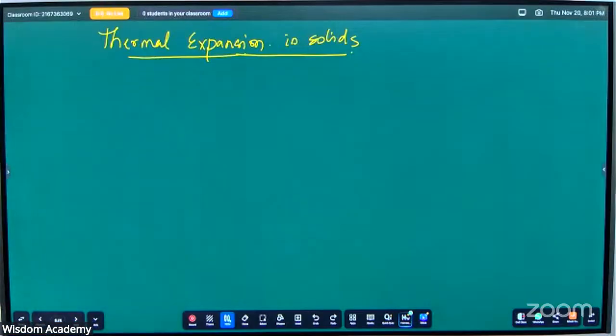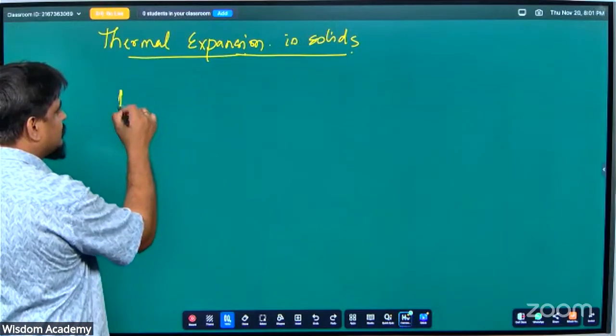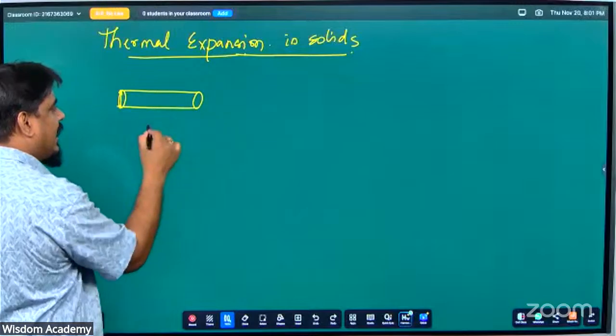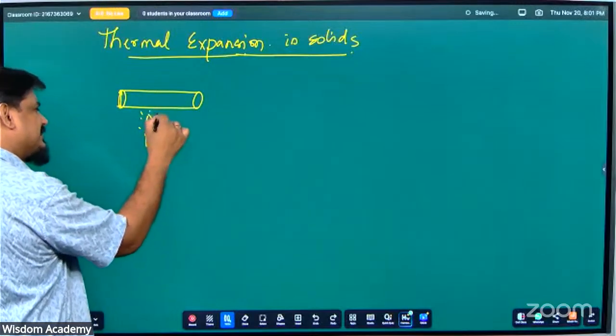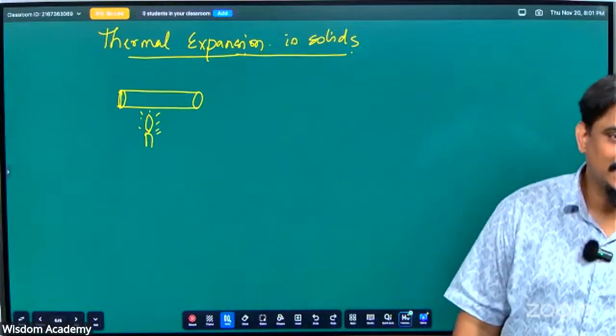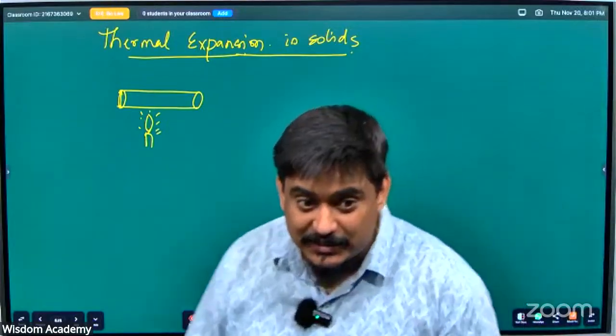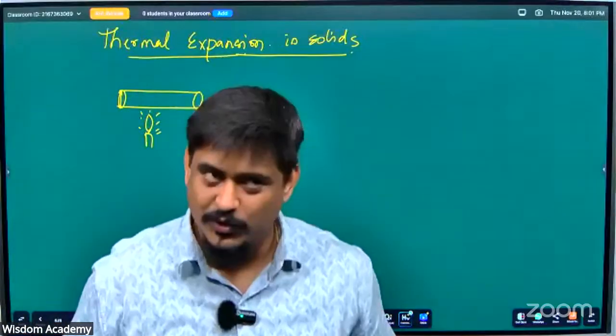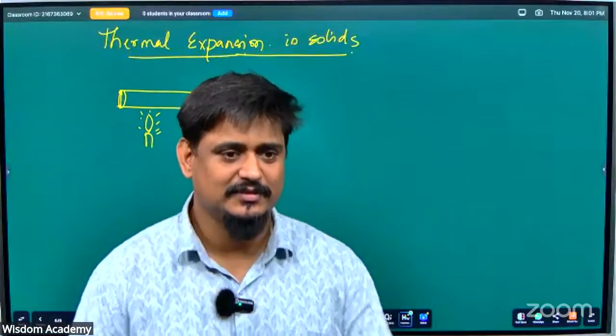So imagine you have a rod. Okay? And you are heating the rod. What will happen? It will start melting. Okay, it will become hotter then. It will melt.